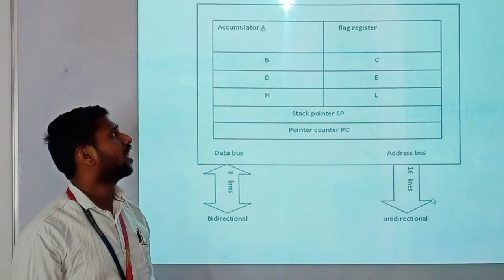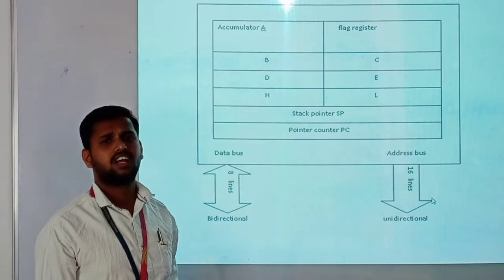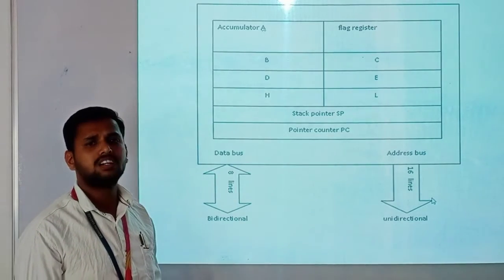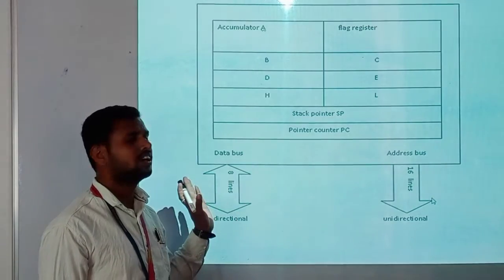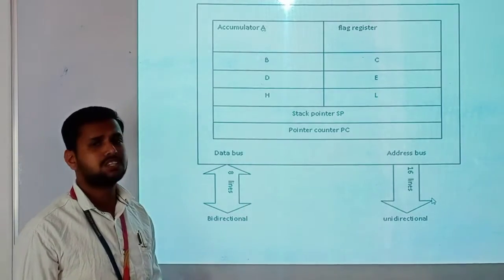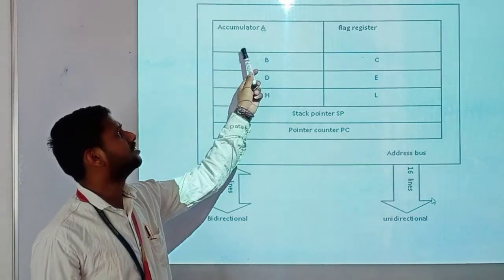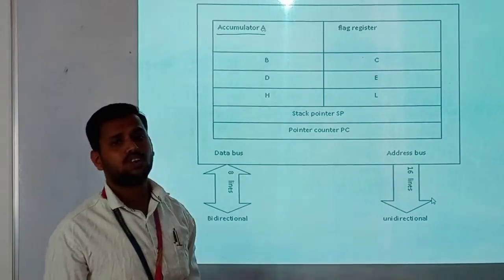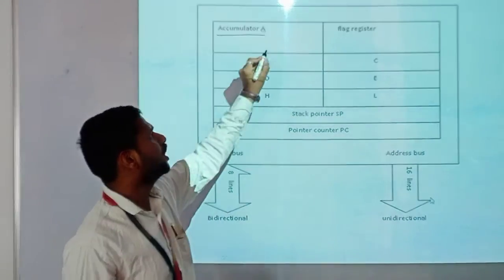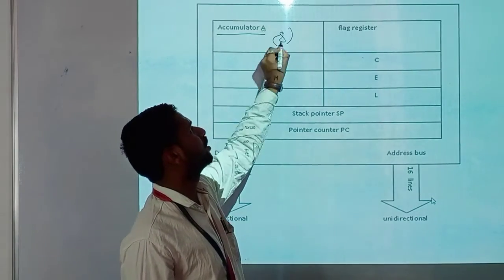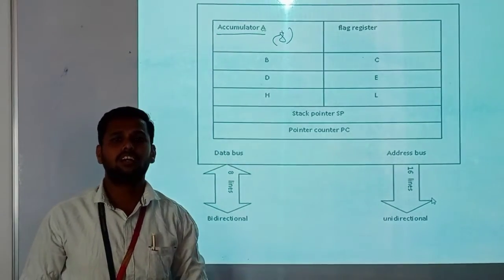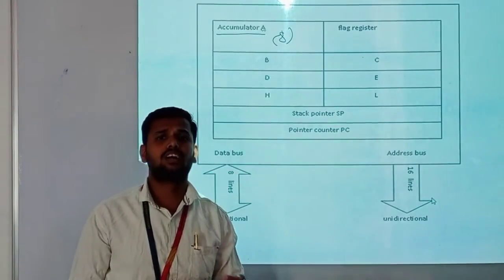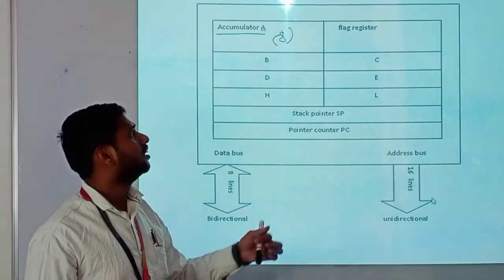So there are some special function registers, some general purpose registers, and we can use the data and address lines. First of all, let us see the first register, that is the accumulator or A register. It is an 8-bit register, which means it can store 8-bit data. It can be used for general purposes or in arithmetic and logic functions.